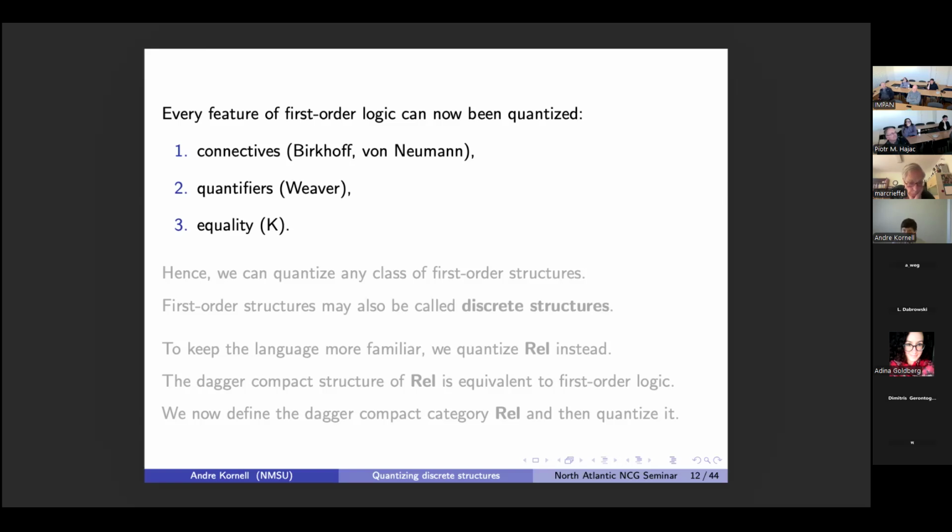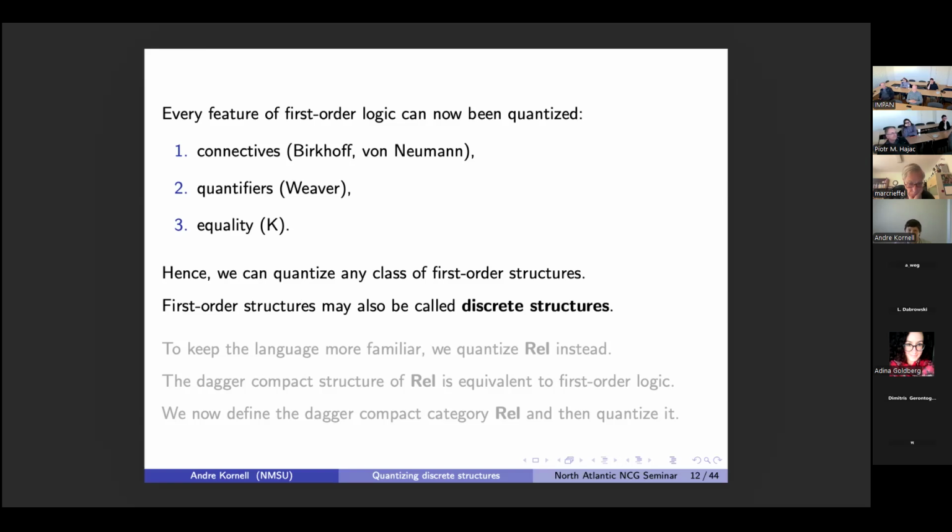Bottom line, we can quantize first order logic. Hence, we can quantize any class of first order structures. And I will call first order structures in this talk discrete structures, basically because it's a terminology that's closer to the language of noncommutative geometers as opposed to the language of logicians. But it's the same thing.